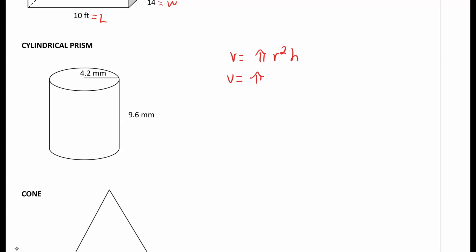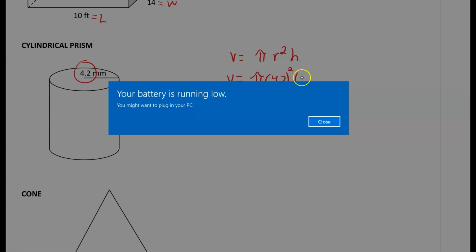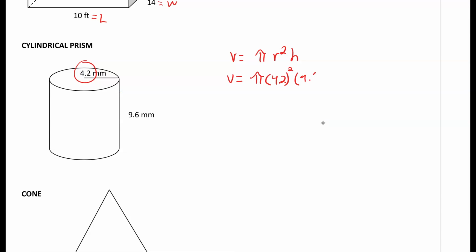Volume will equal pi, which comes right down, and our radius, which is going to be 4.2, so 4.2 squared multiplied by our height, which is going to be 9.6. And close that bracket. So volume equals pi times 4.2 squared, so 4.2 times 4.2 times 9.6 gets you 532.0, and our unit is millimeters, and again, it's important, it's cubed this time.